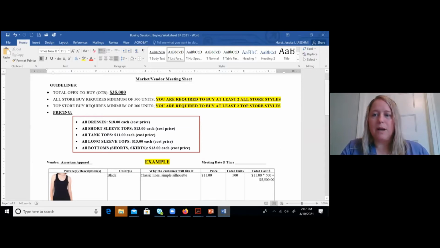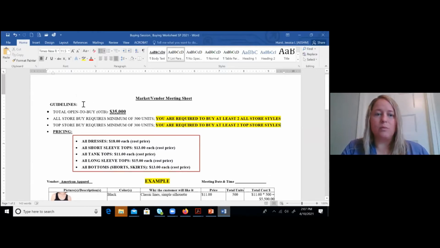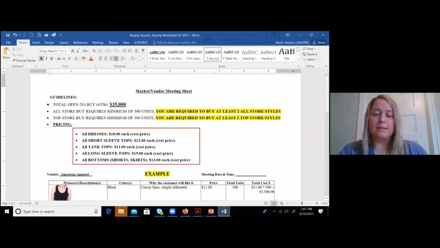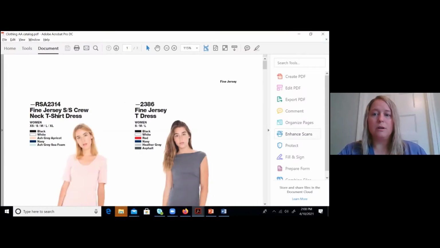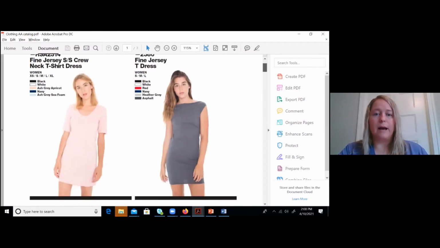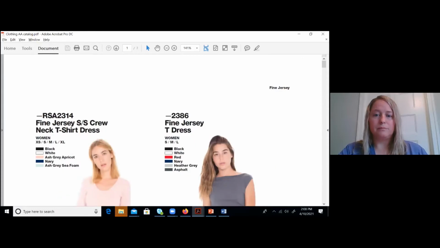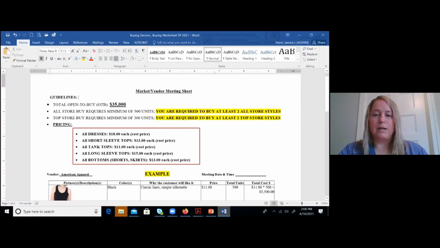So I'll just give you some guidelines. These are some things that we're going to do to help us prepare to go to market. And we've gone to market. We've seen what the vendor has to offer, which is in our PDF document here of all of our images. And so these are the styles that we get to select from. So from our worksheet, now we're working with an open to buy of $35,000. And a lot of times you'll have requirements of what your purchasing of styles and units needs to be.